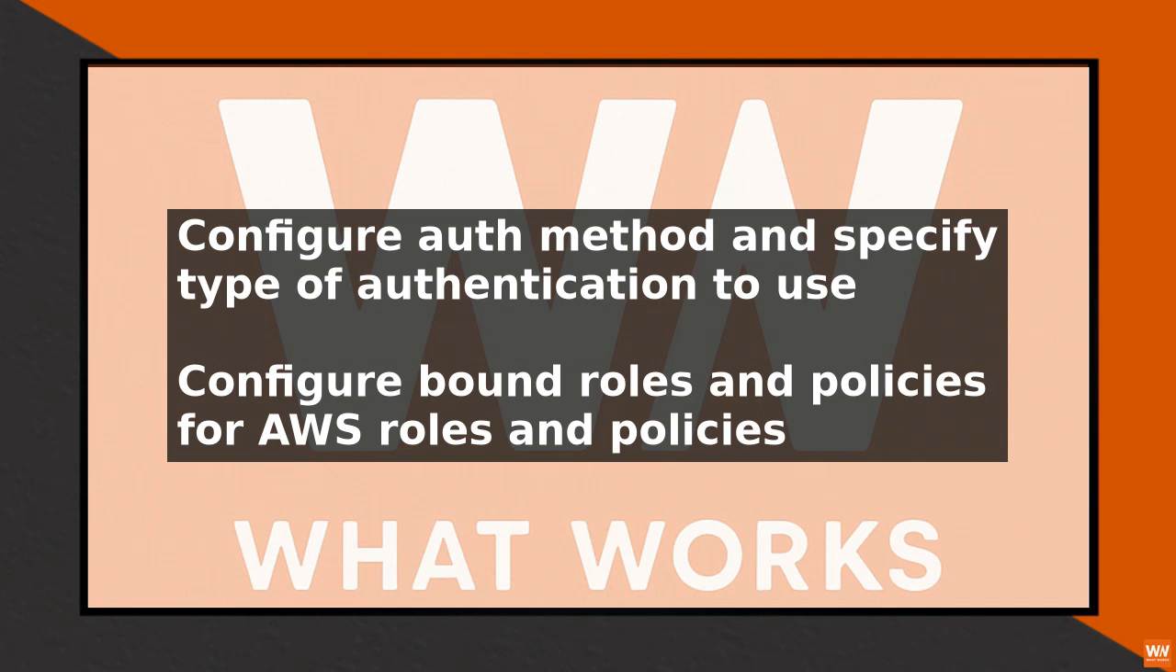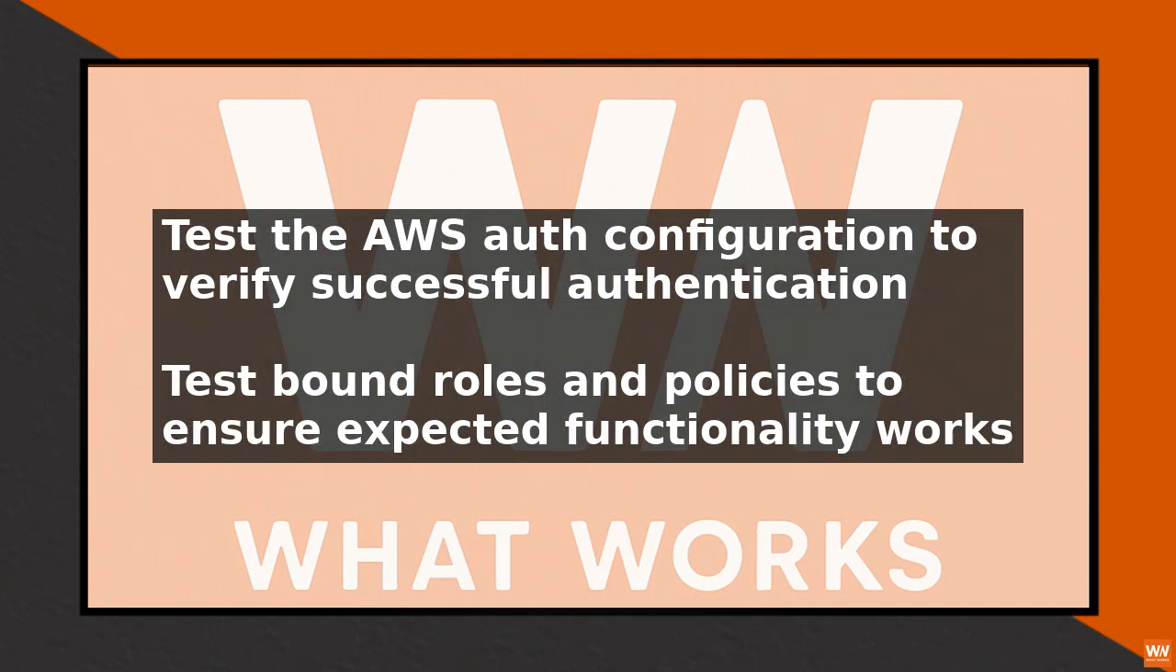After configuring the AWS Auth backend and auth method, you need to test the configuration. This involves attempting to authenticate with Vault using the configured AWS credentials and verifying that the authentication is successful. You should also test that the bound roles and policies are working as expected.